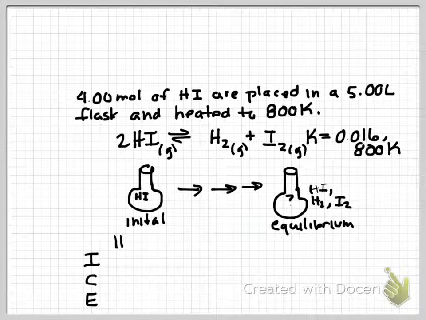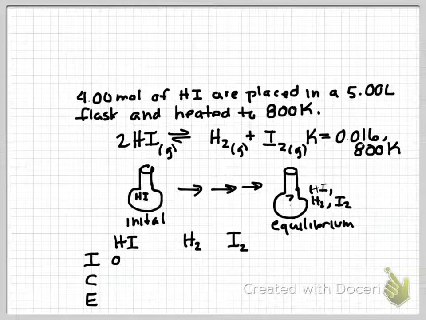We're going to put our species up here: hydrogen iodide, hydrogen, and iodine. And we're going to put in our initial conditions. Remember, we're talking in terms of molarity. We're going to put in initial concentration. So we're going to convert our moles to molarity. I have molarity as moles per liter, so I'm going to end up getting 0.8 molar hydrogen iodide.